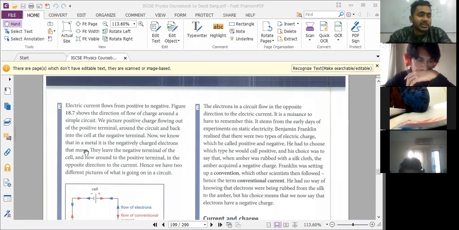Earlier we thought that maybe positive charge moves from the positive terminal, which is why we get electricity, but in reality it is just the electron that moves, right? And it's from the negative terminal to the positive.